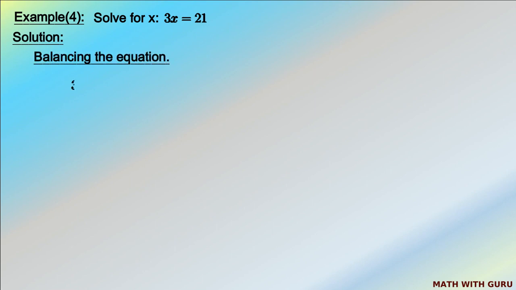Now example 4. Solve for x. 3x equals 21. Let us solve using both the methods. First method. 3x equals 21. When we say 3x, it is 3 into x. To get rid of 3, we divide both the sides by 3. Inverse operation of multiplication is division. Like this. Divide by 3. 3 ones are 3, 3 sevens are 21. X equals 7.